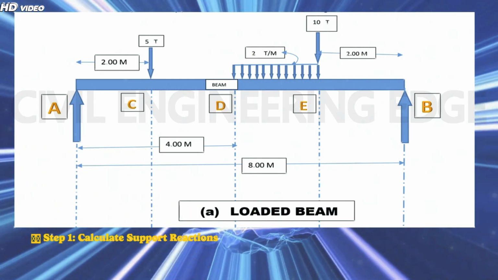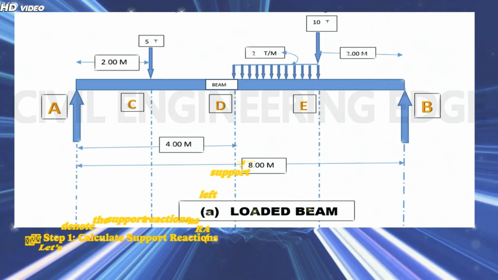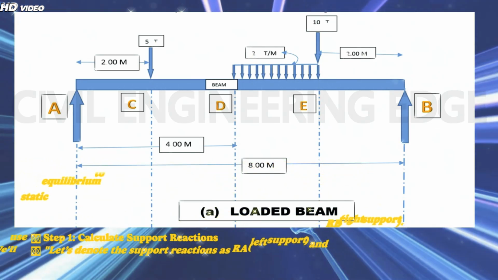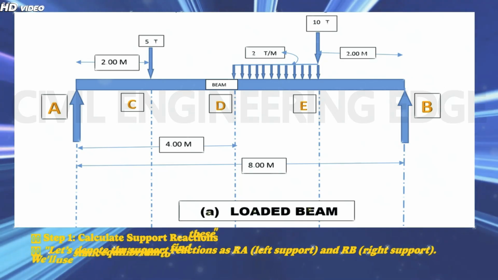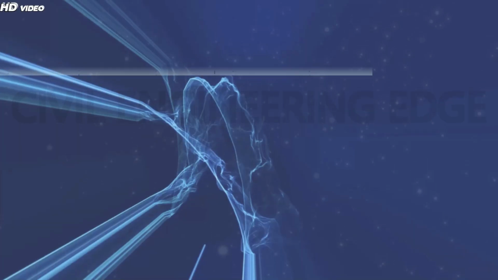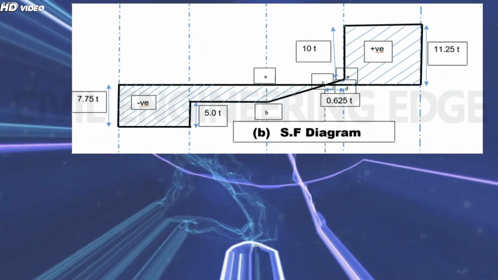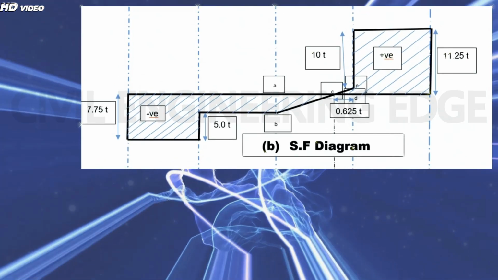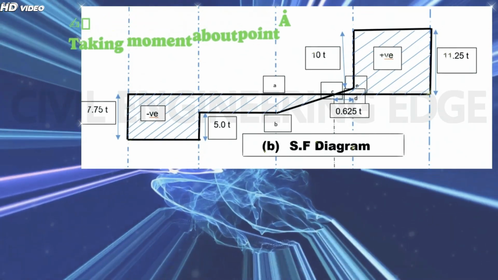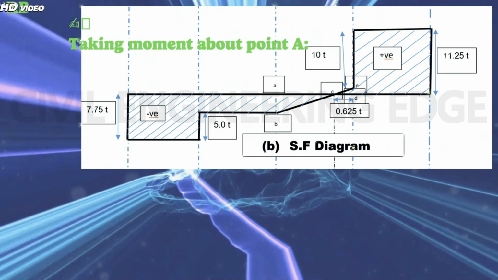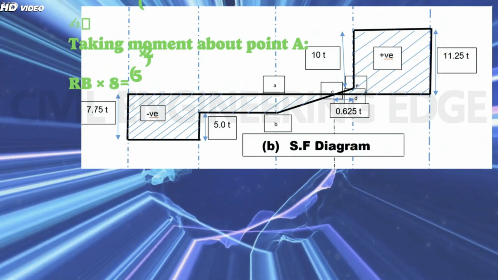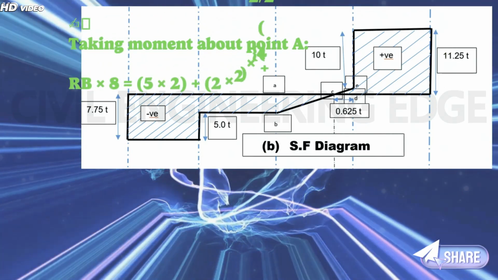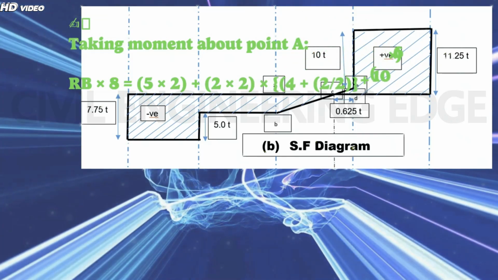Step 1. Calculate support reactions. Let's denote the support reactions as RA, left support, and RB, right support. We'll use static equilibrium to find these. Taking moment about point A, RB into 8 equals 5 into 2 plus 2 into 2 into (4 plus 2 divided by 2) plus 10 into 6.